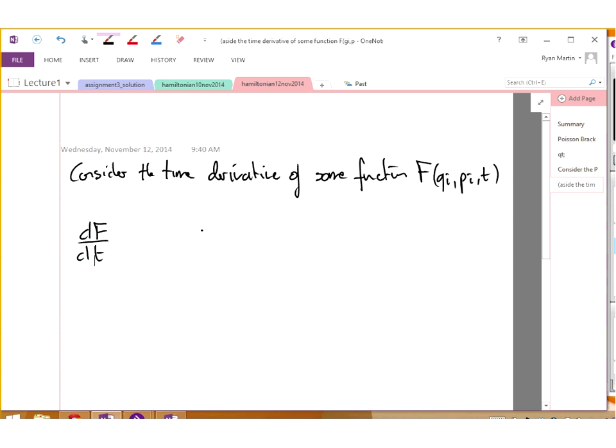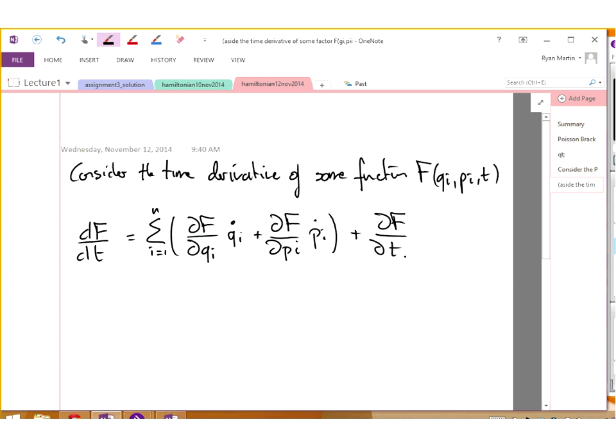Okay. So we're just going to apply the chain rule. So that's the sum from i equals 1 to n of ∂f/∂qi times qi dot, plus ∂f/∂pi times pi dot, plus the partial derivative of f with respect to time, ∂f/∂t.